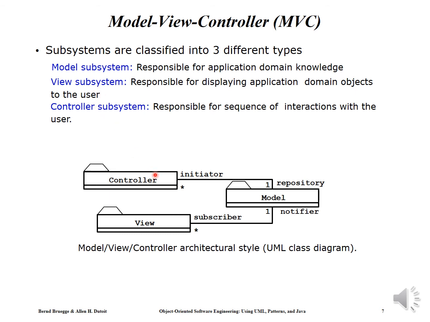This diagram shows the model view controller architecture style. The controller gathers input from the user and sends messages to the model. The model maintains the central data structure. The view displays the model and is notified whenever the model is changed.